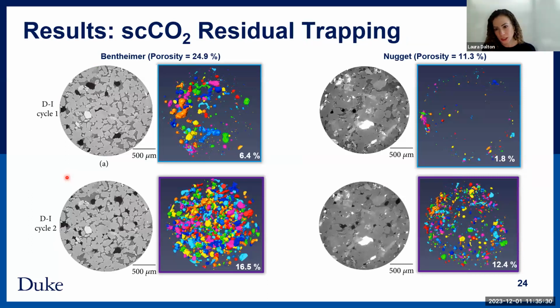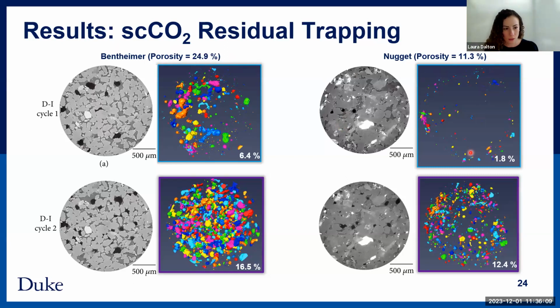And I looked at 2 sandstones. One is very porous, with large pores, very well interconnected. This is Bentheimer, just the name of the sandstone. And this is the first cycle and the second cycle. And then Nugget was another formation, which had more variability in its porosity. Some large pores, but then very small porosity here and there, and not as well interconnected. You can see the porosity, 25% and 11%, so much higher in the Bentheimer.